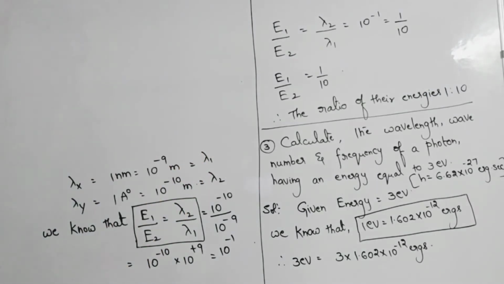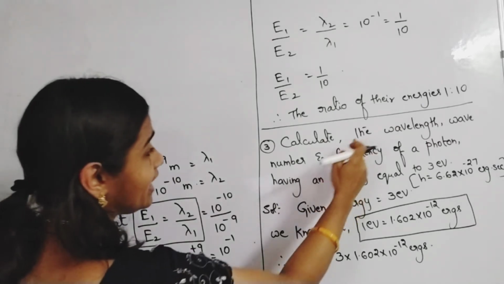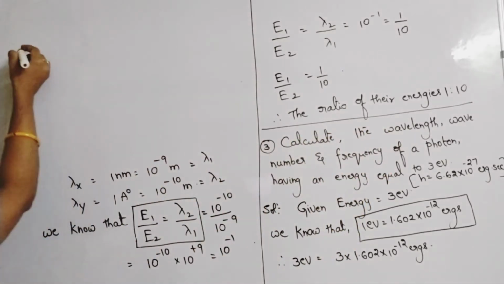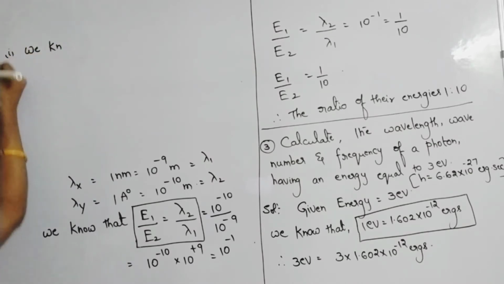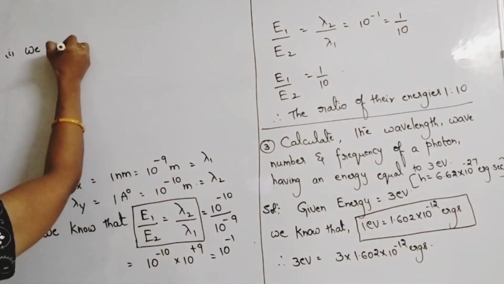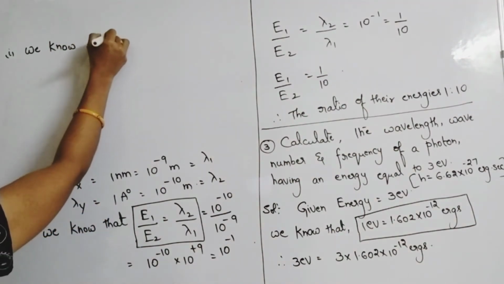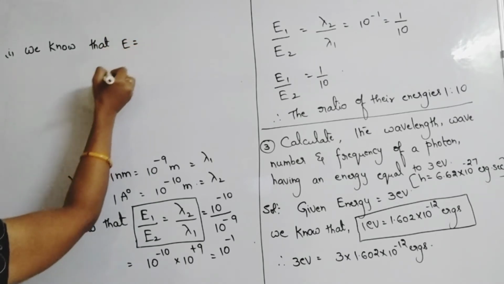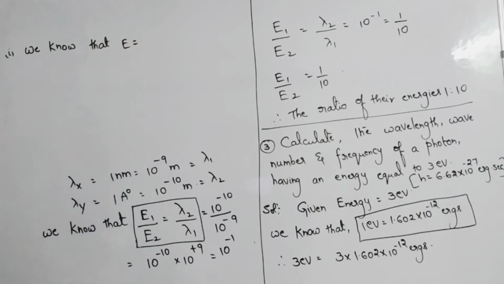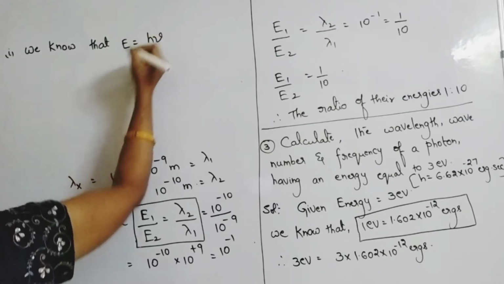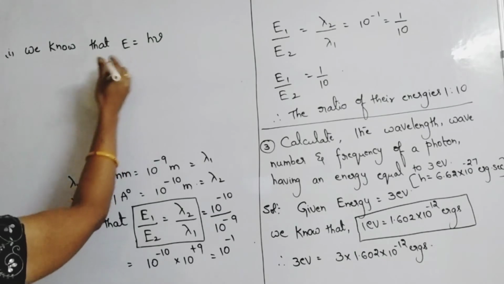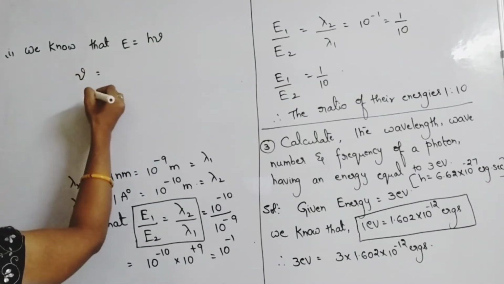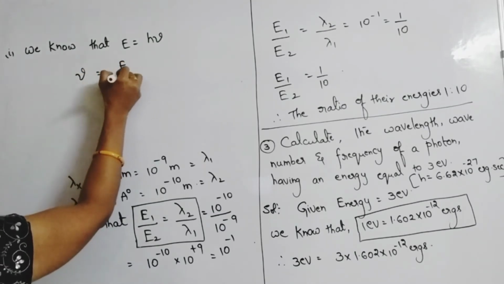Okay, so what is the relation between energy and wavelength? We are finding wavelength. So we know that E is equal to h nu is the formula which we have to use here. E is equal to h nu. Here nu is frequency. First we will find frequency. So nu is equal to E by h.